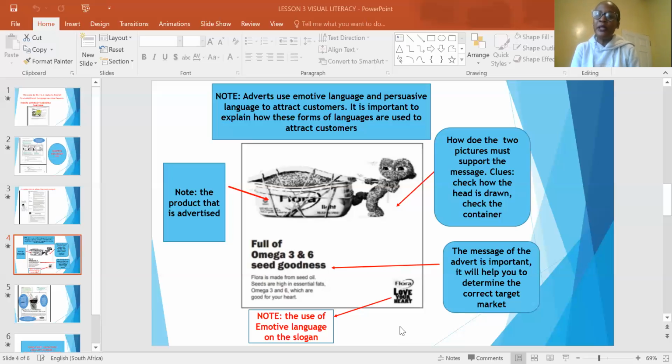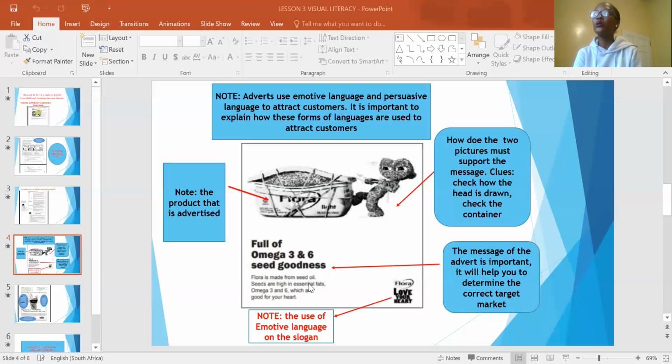The font size will be different. For example, full of omega-3 and 6 seed goodness. All these words are bolded, all right? They are darker, they are bolded, and the following underneath message is not that dark. So if words are bolded with a larger font, it is to emphasize the message. But what is being emphasized here is the message, one, but also to attract the customers.